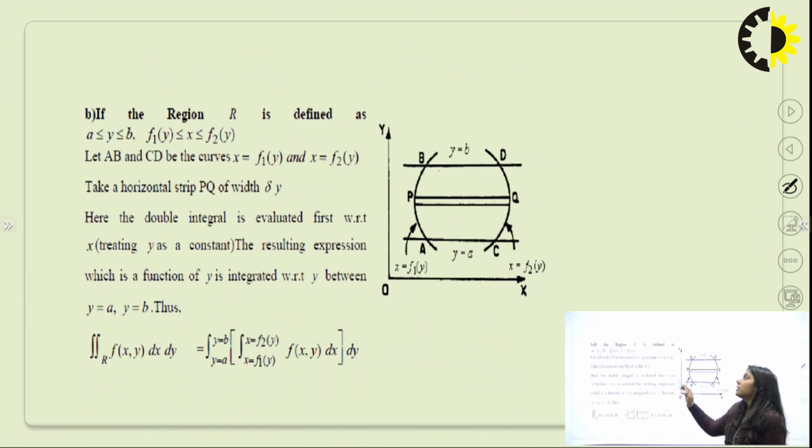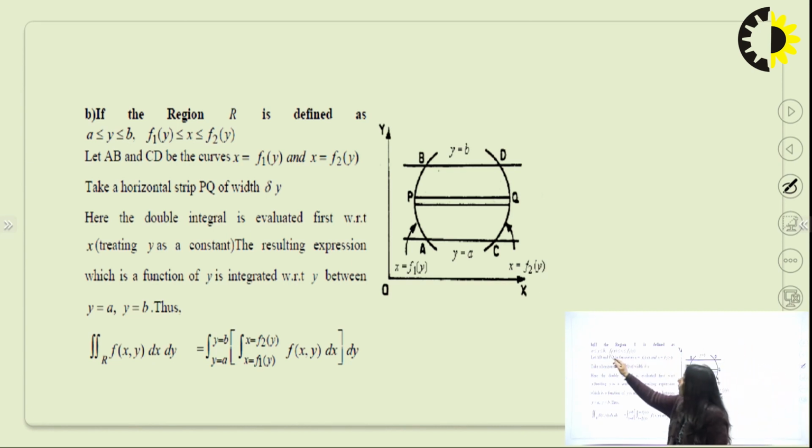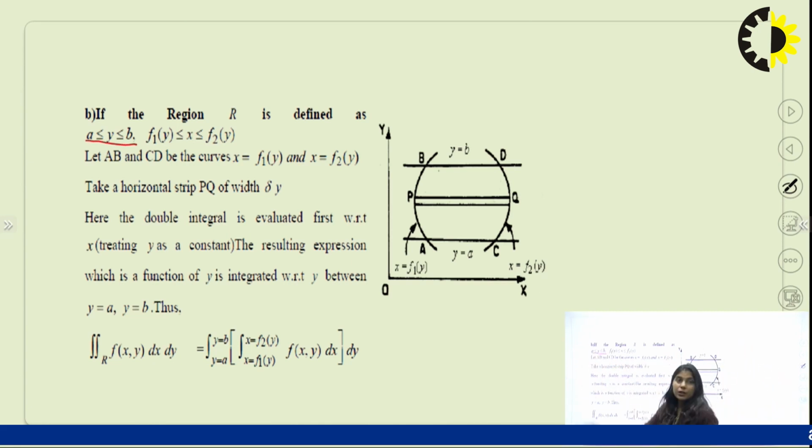Now, if the region is defined such that the limit of y is constant from a to b. So this line is y is equals to a and this line is y is equals to b. So the region is bounded along the y axis, or from here to here.